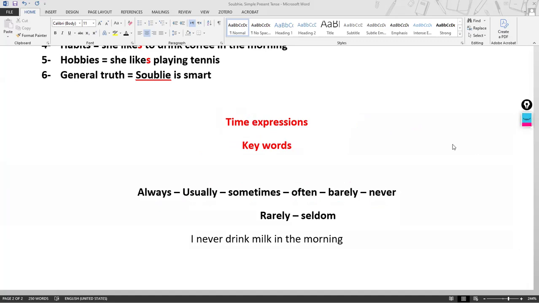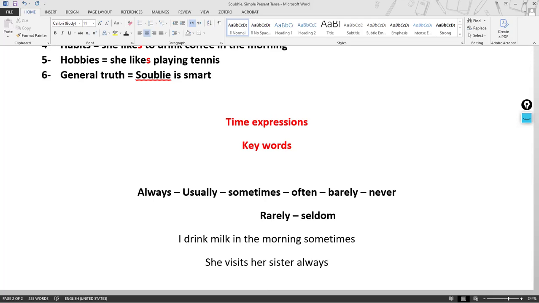Now let me tell you the final thing, Subhi, in discussing the simple present tense. Let me say, this is the most important information in using the simple present tense. If you want to say, I drink milk in the morning sometimes, this is wrong. And if you want to say, I visit or she visits her sister always, this is wrong.